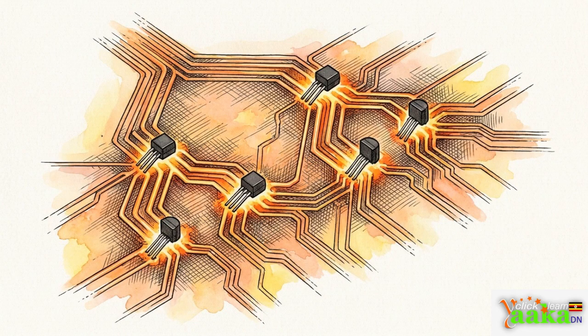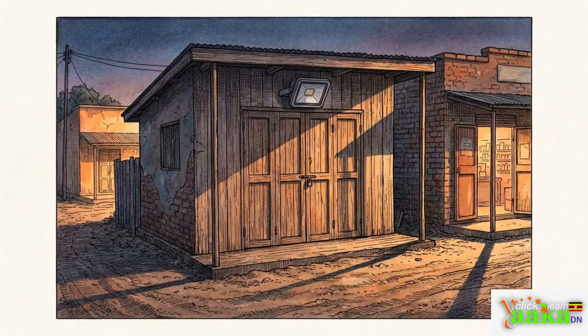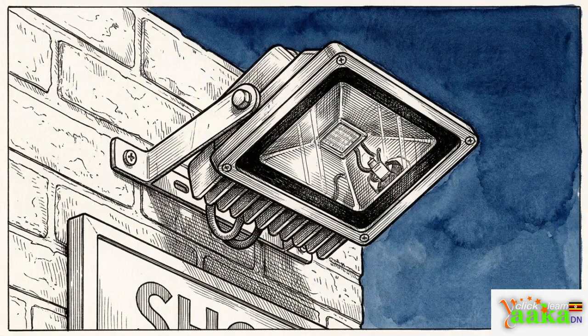Active components provide the logic needed to process information, turning a simple path for electricity into a system that reacts to its surroundings. Let's use this logic to solve a community problem. Imagine you are designing a security light for a shop in Barara that needs to turn on automatically at sunset without anyone needing to flip a manual switch.